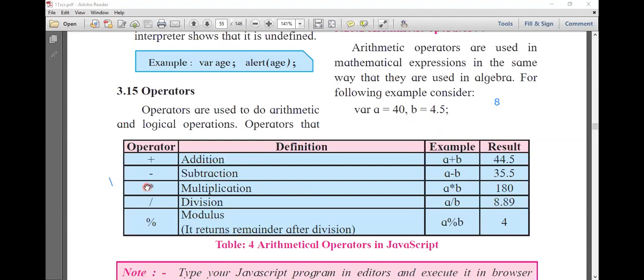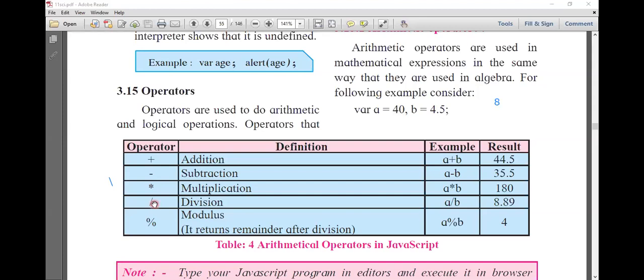You don't have to write a cross or x to multiply any two numbers in programming. Whether you use JavaScript, VB, PHP, or any type of programming language, if you want to write code, you have to use this star as the multiplication symbol. Then here is the division operator.